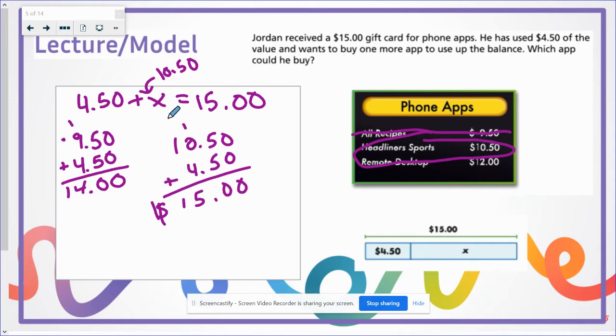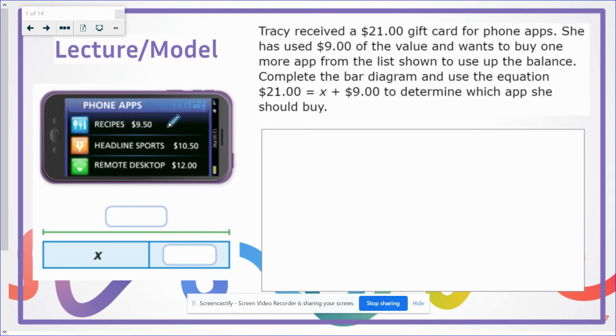All right, let's look at another. Tracy received a $21 gift card for phone apps, just like the other guy did, except he only got $15. She has used $9 of the value, and she wants to buy one more app and use the balance. So that means that x, or whatever money she needs to spend, plus the $9 she has, needs to equal $21. So let's talk about which one would make it true.